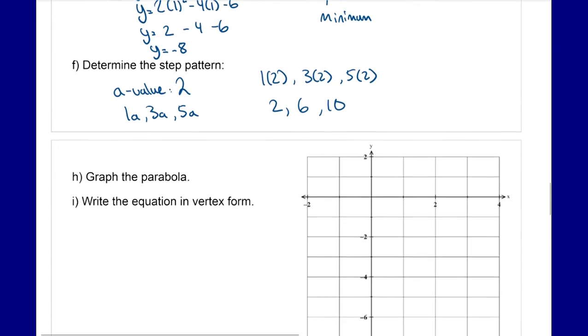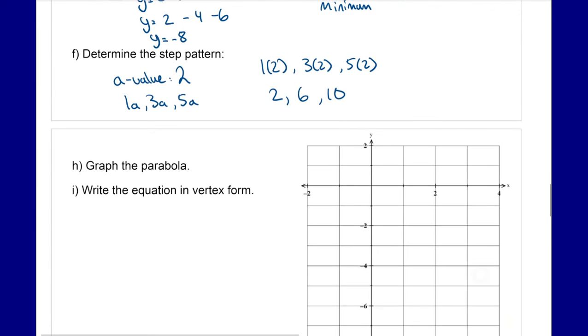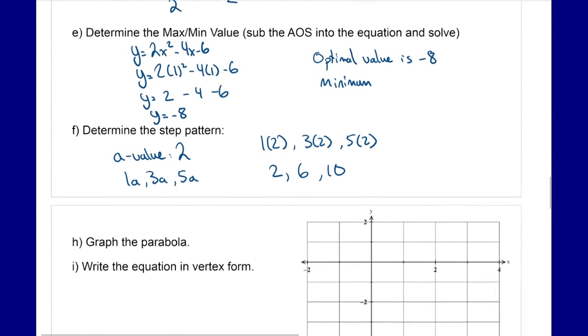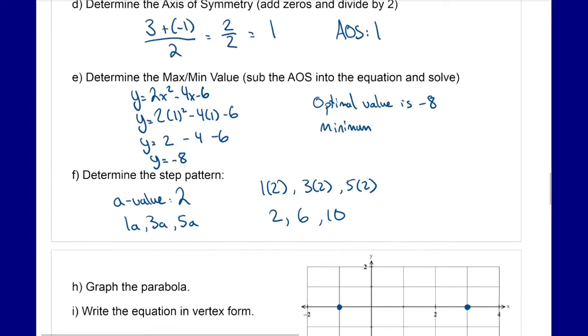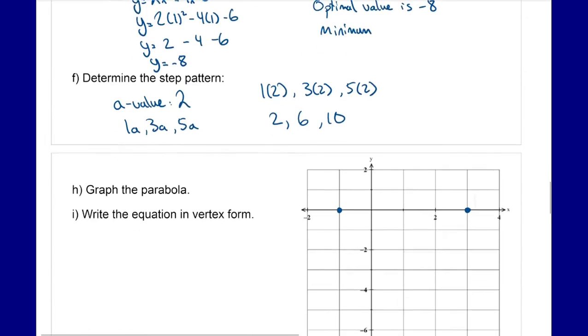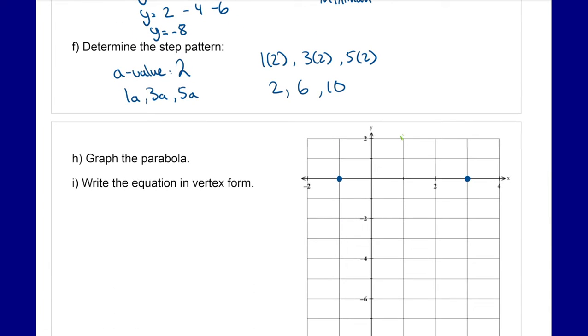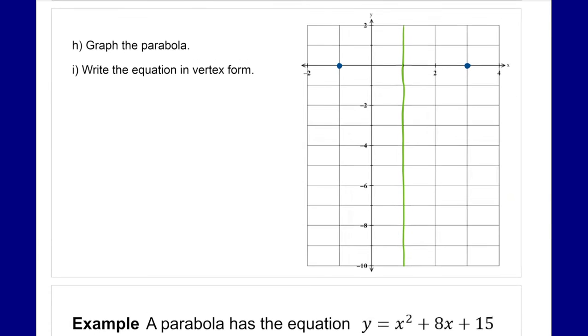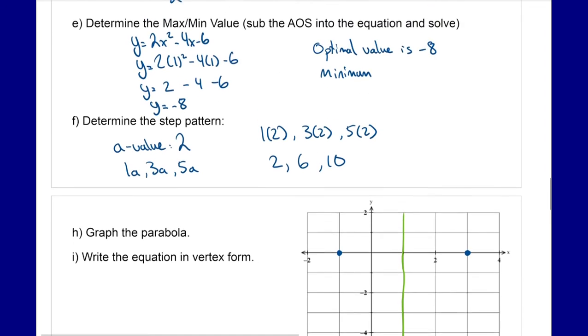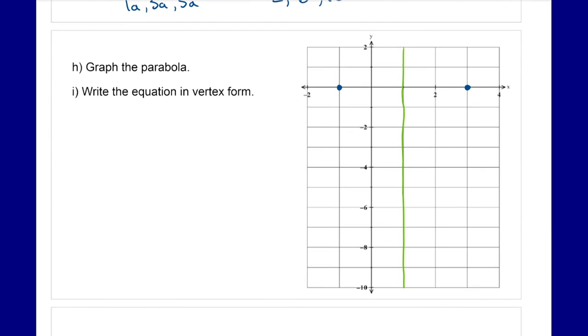So I'm going to graph it using all the information. I have my x-intercepts. They are 3 and -1. So I can put points at 3 and -1. I do have my vertex because I know the axis of symmetry is 1. So I know my vertex is going to be somewhere on this line. Just draw a straight line down. And I know where it's going to be specifically because I found the minimum value, which is -8. So I know I'm going to have a point here. So I know my vertex.